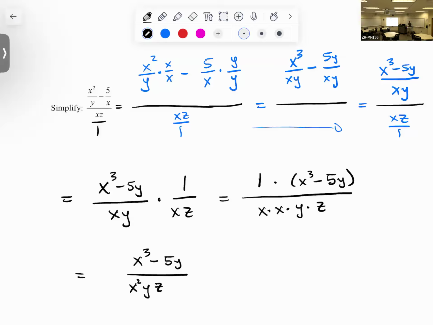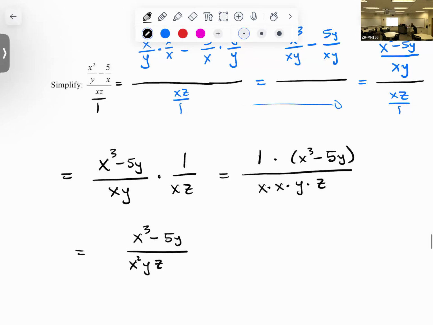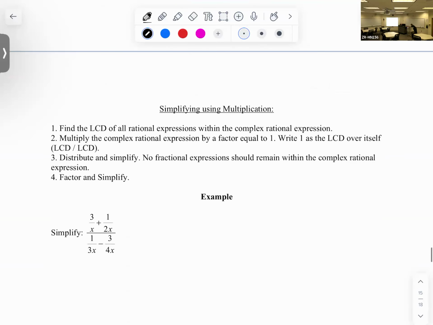And the important part here, okay? Can I cancel this X squared with this X cubed? No, it is a cross addition, which means we cannot cancel that. So simplifying by division: deal with the numerator, deal with the denominator, then leave it, change it, flip it. Most people actually prefer that method. However, there is another approach.